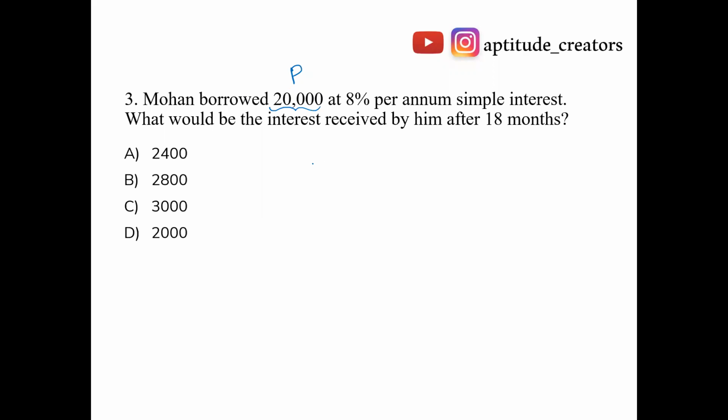Now for 1 year, what will be the interest I can expect here? For 1 year, 8% of 20,000. What is 8% of 20,000? Percentage, two zeros are cancelled out. 8 into 2 is equals to 16. 1600 we can expect. Correct? Now 12 months is equals to 1600 rupees.